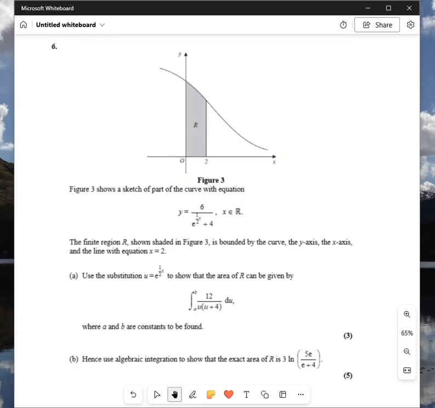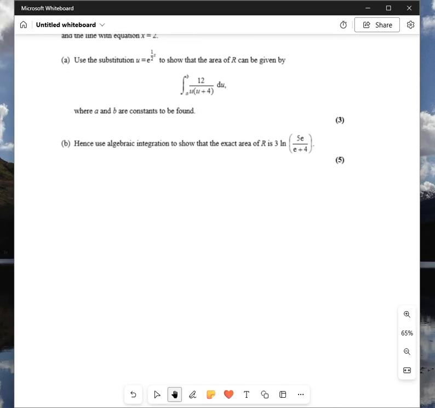So if you use the substitution u is equal to e to the half x, we are proving that if we start integration by substitution, we can change it into that integral there: 12 over u times u plus 4 du. We're not actually doing the integration. We're just doing the first bit, substituting in all the values and writing our integral in terms of u rather than x. So let's get on with it.